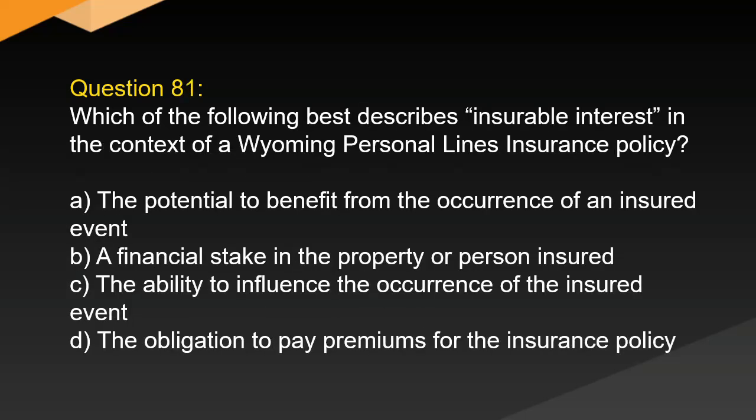Question 81. Which of the following best describes insurable interest in the context of a Wyoming personal lines insurance policy? A. The potential to benefit from the occurrence of an insured event. B. A financial stake in the property or person insured. C. The ability to influence the occurrence of the insured event. D. The obligation to pay premiums for the insurance policy.